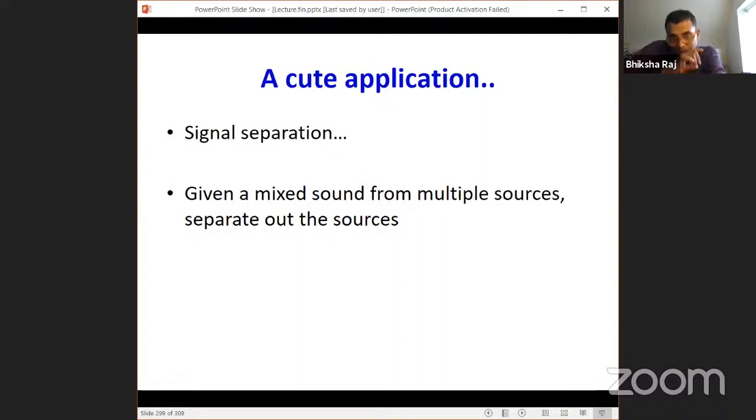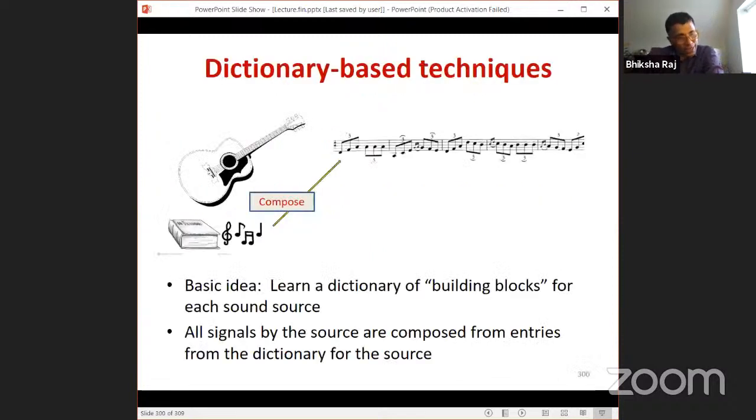And as a closing, I like to show a cute little example of how we can apply these two different things. I'm going to use this for signal separation. I'm given a mixed sound from multiple sources, and I want to separate out the sources. The basic idea we're using is dictionary-based techniques. Here's what you do: we learn a dictionary of building blocks for each sound source, such that all signals by the source are composed from the entries of the dictionary for the source. For instance, the dictionary of building blocks for guitar is going to be guitar notes. Every sound produced by the guitar is going to be some combination of those notes. Except instead of specifying this manually, you'd be learning this dictionary from data.